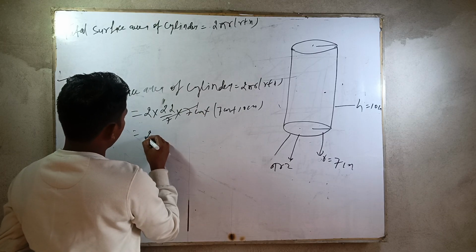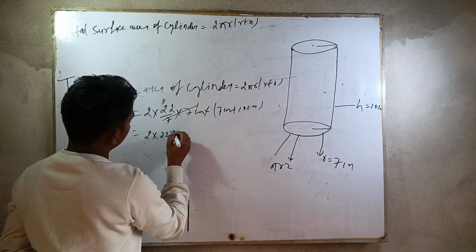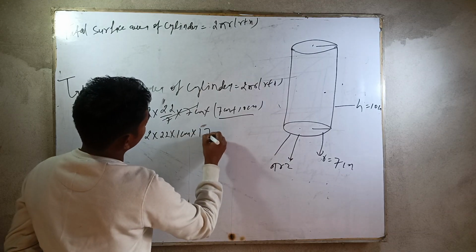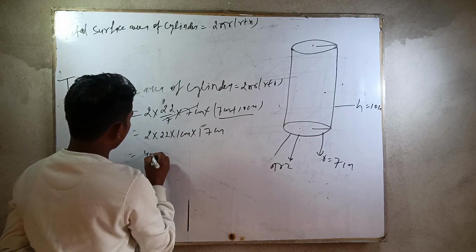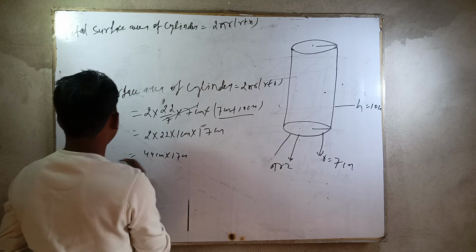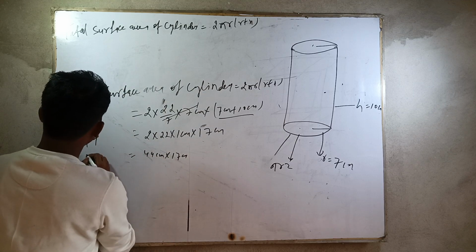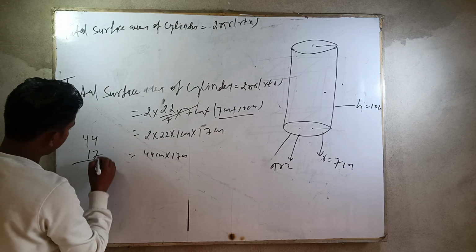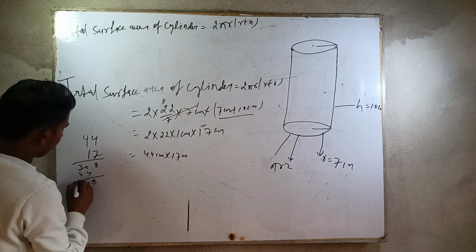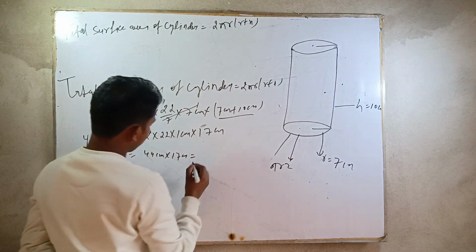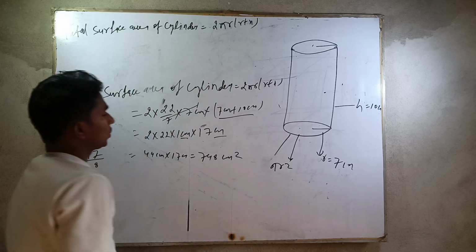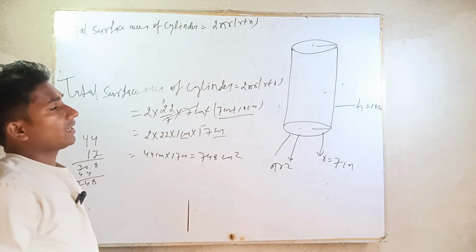It's 22 cross 22 1 centimeter cross this one is 17 centimeter. So this is 44 centimeter cross 17 centimeter, and if we multiply 17 by 44, this one will be 748 centimeter square. So this one is total surface area of cylinder.